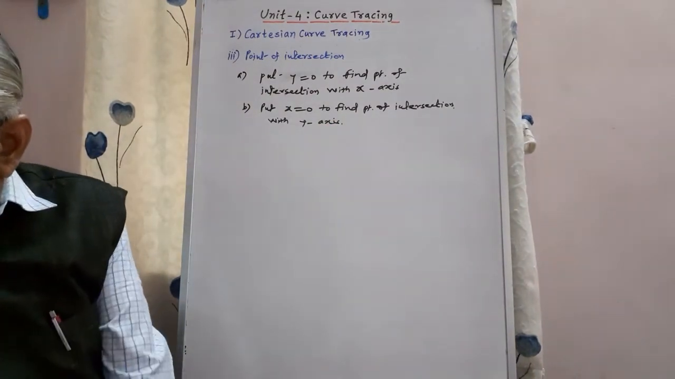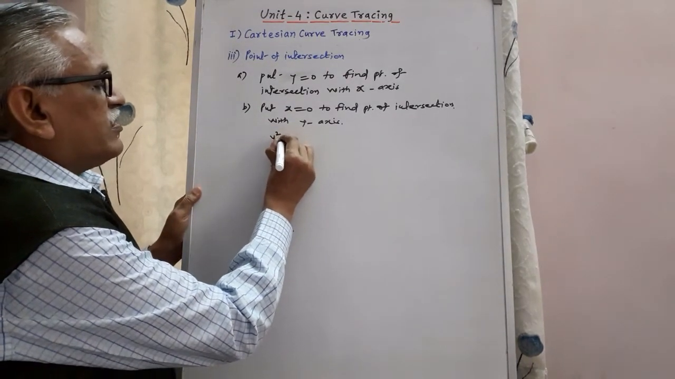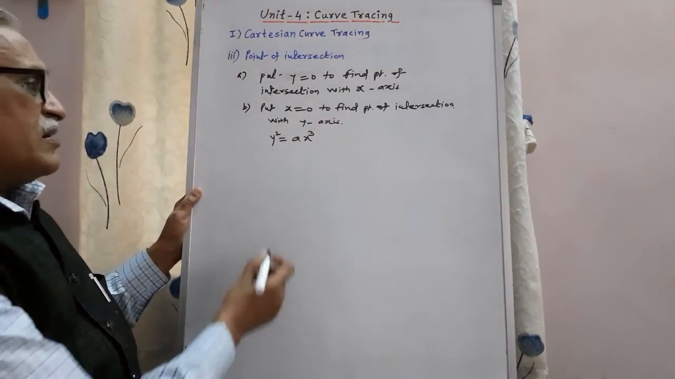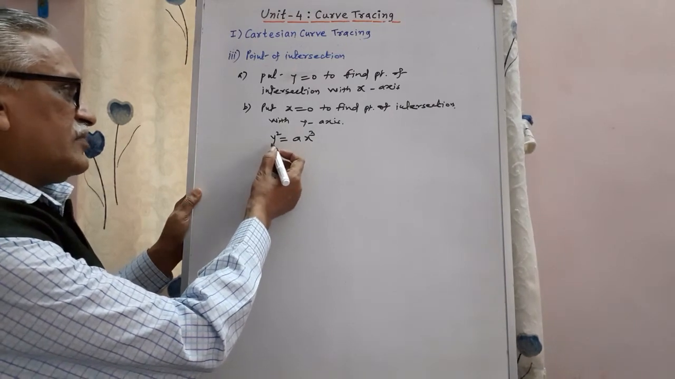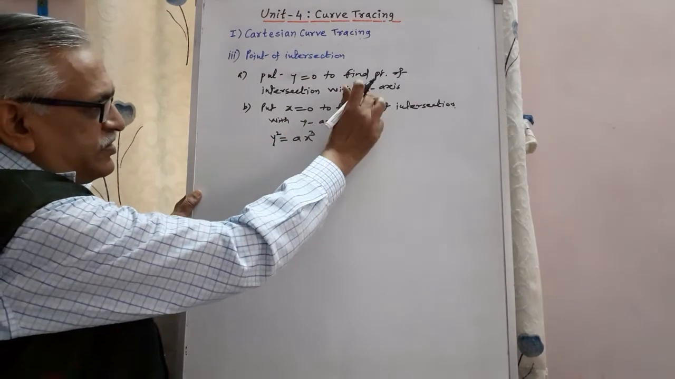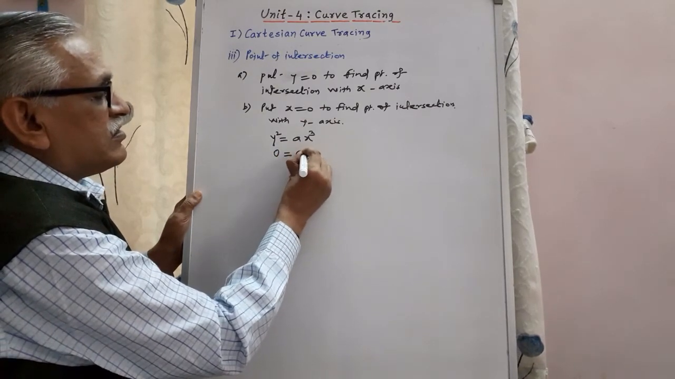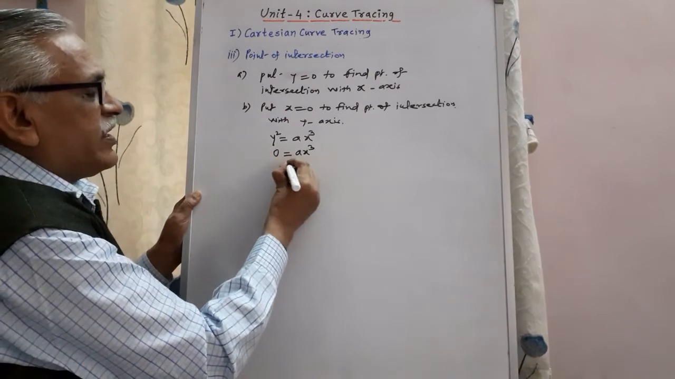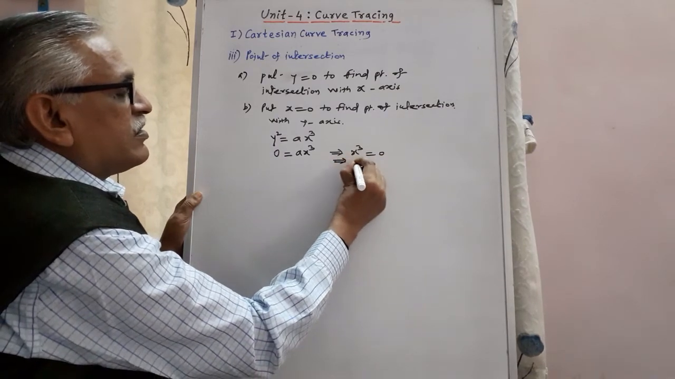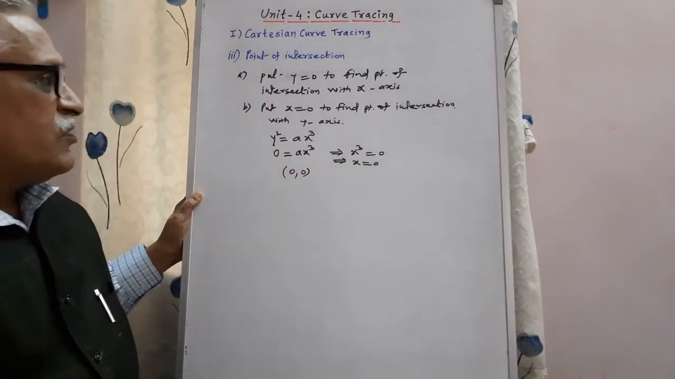For example, we take y square equals to a x cube. The curve is symmetrical about the y-axis, and therefore to find the point of intersection with the x-axis, put y equals to 0. Therefore we get y equals to 0 here. Dividing by a, we get x cube equals to 0. It implies x equals to 0, and therefore the point of intersection is 0, 0 with the x-axis.